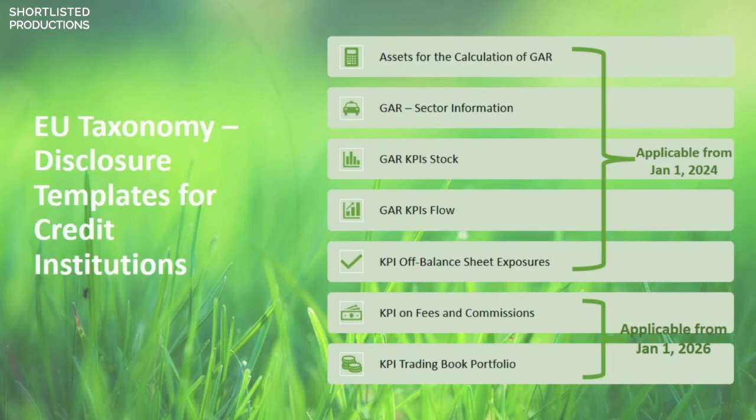Now let's have a look at the reporting templates for credit institutions. There is a set of 7 templates that have to be prepared by banks. Templates 6 and 7, which cover the trading book as well as fees and commissions, are only due in 2026, while other templates are already due at the moment of this video.